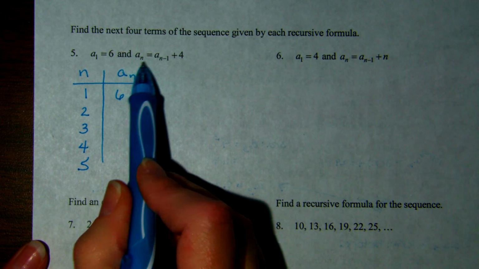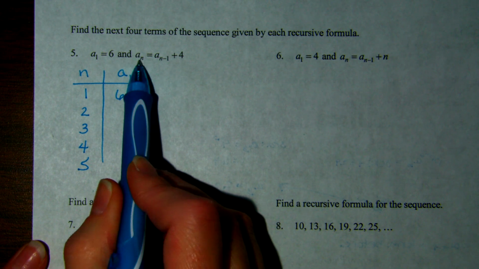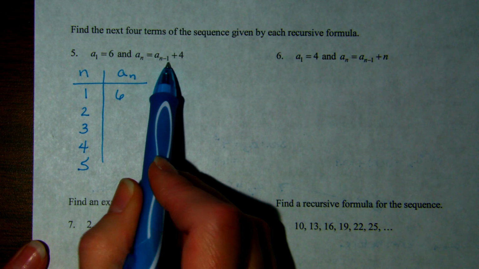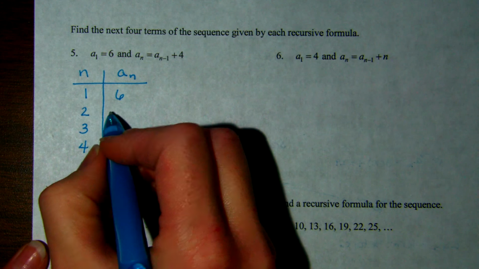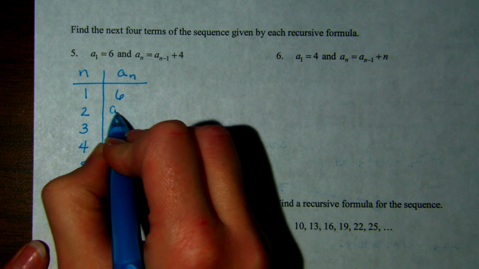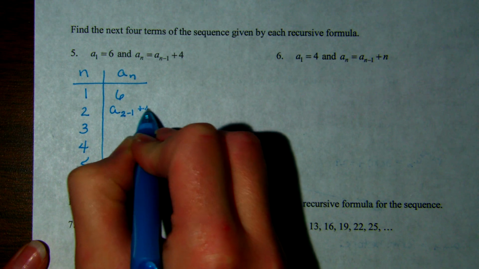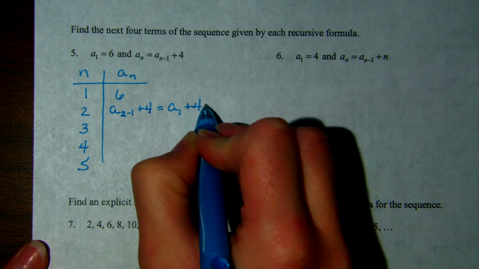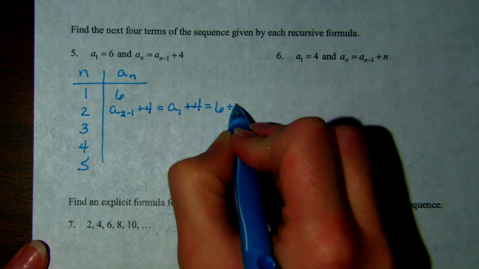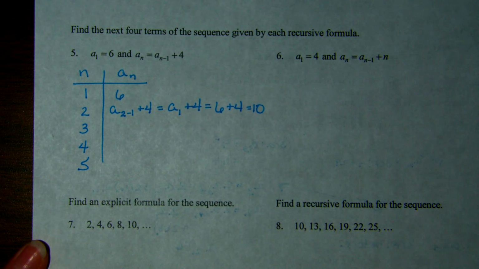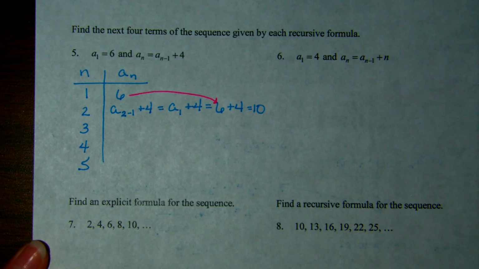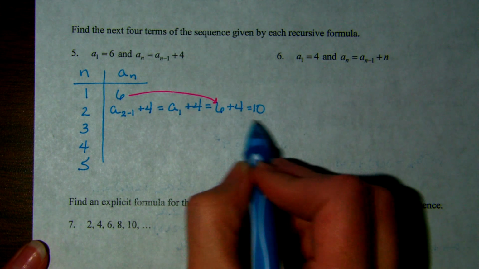And our formula here is that a sub n, whatever term I'm looking for, is equal to a sub n minus 1 plus 4. The previous term plus 4. So a sub 2 is equal to a sub 2 minus 1 plus 4, which is a sub 1 plus 4. That is 6 plus 4, which is 10. It's a whole bunch of fancy notation just to say grab that previous term and add 4 to it.